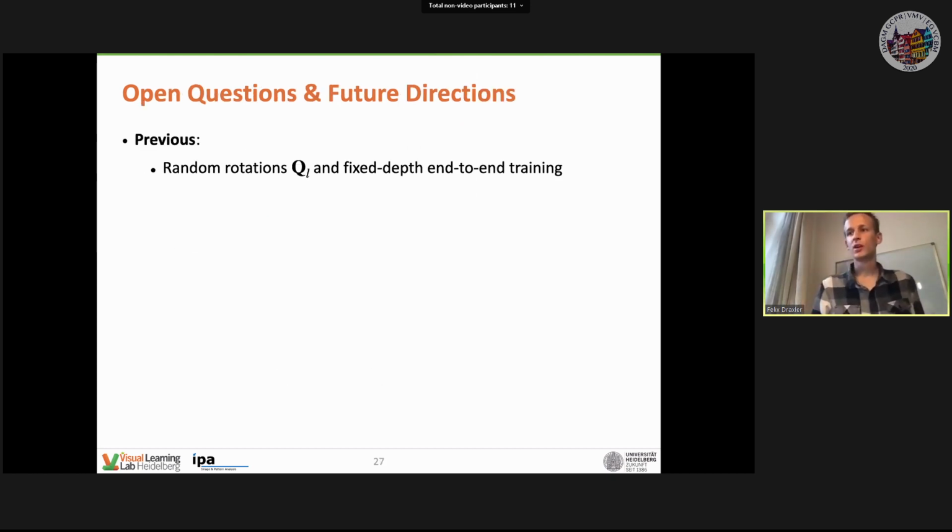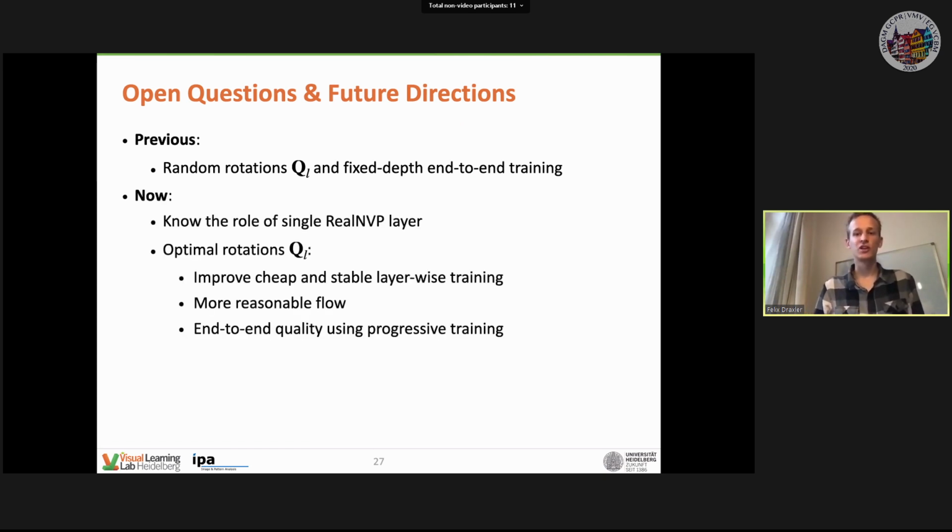To sum it up, random rotations and fixed depth end-to-end training, that's what was previously possible. And now that we know the role of a single affine layer, we could actually derive a formula for these optimal rotations. This improves cheap and stable layer-wise training, although it doesn't reach the quality of end-to-end training yet. And we obtain more reasonable flow with this, and we can reach end-to-end quality using progressive training and optimal rotations.